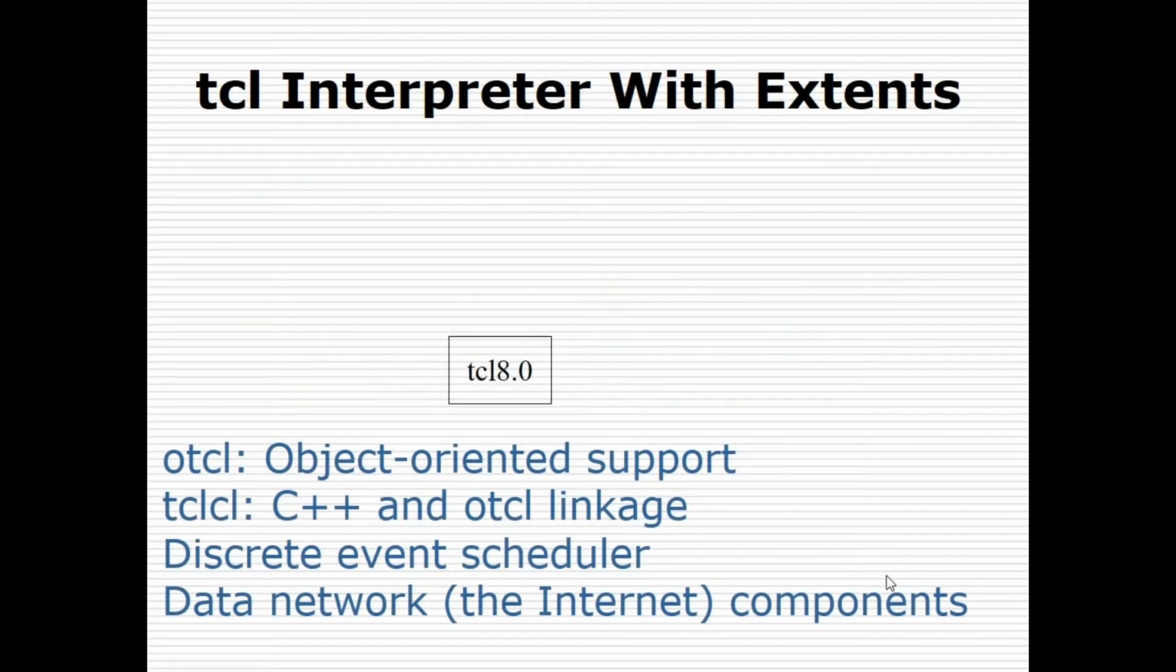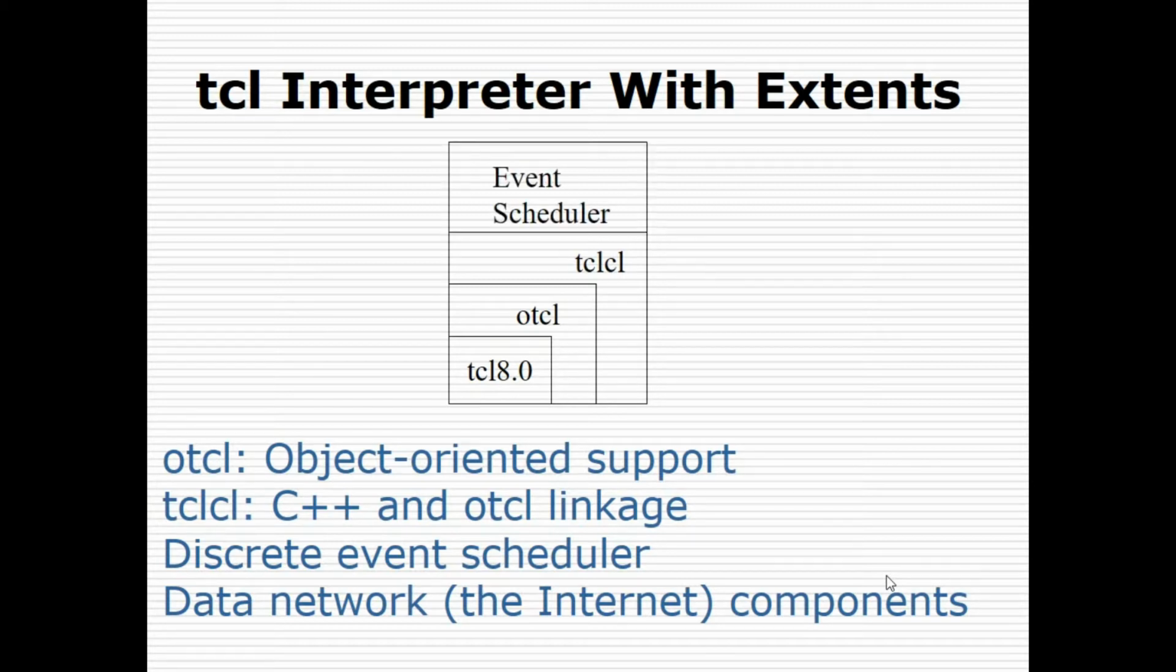So we have OTCL, which has object oriented support. We have the TCL, that is TclCL, the C++ and OTCL linkage. We have the discrete event scheduler, data network, the internet components, and you can see it is having TCL 8.0, and then we have the OTCL, then we have TclCL, and then we have the event scheduler, and here is the main graph over there. So here we have the network components, and here we have the complete NS2 event.